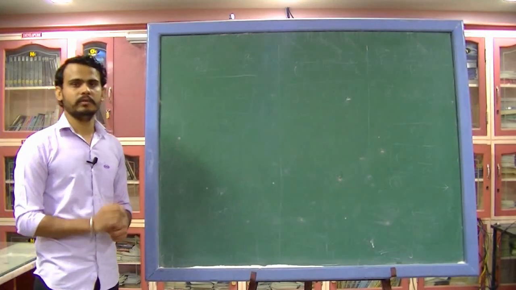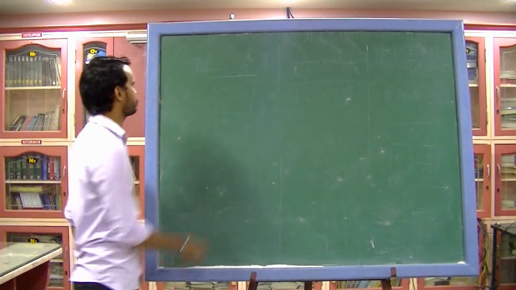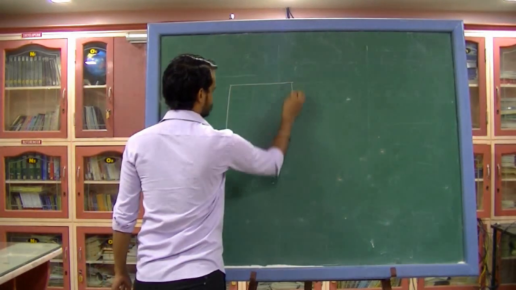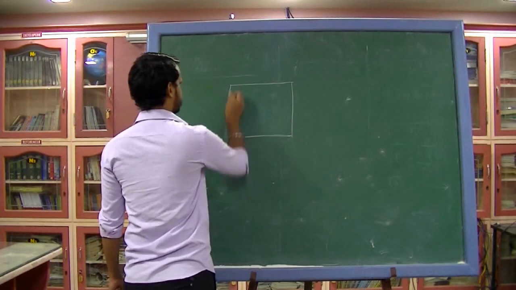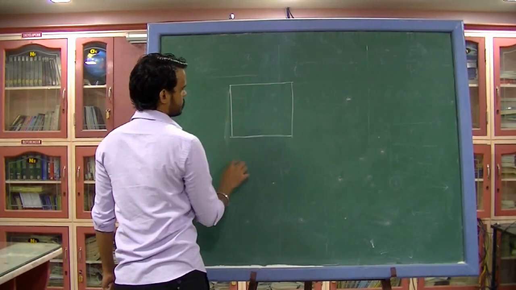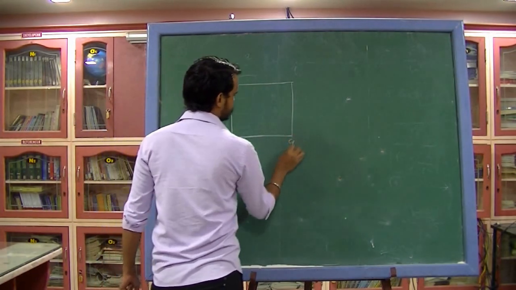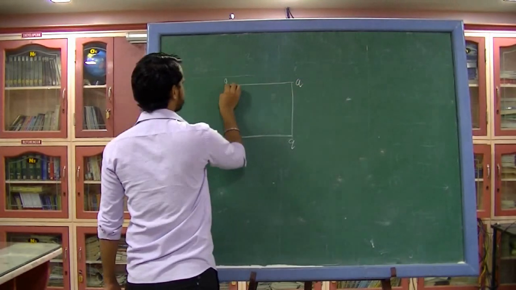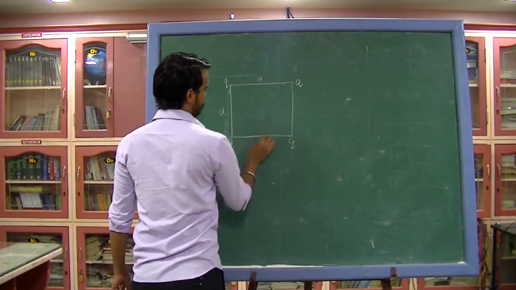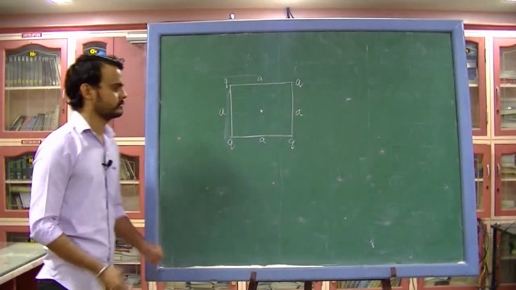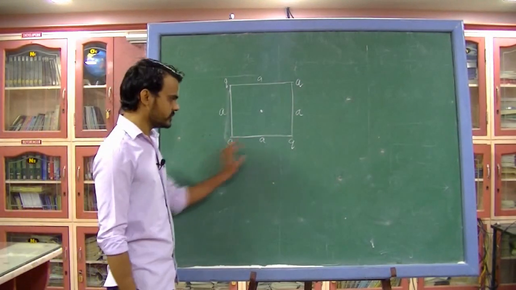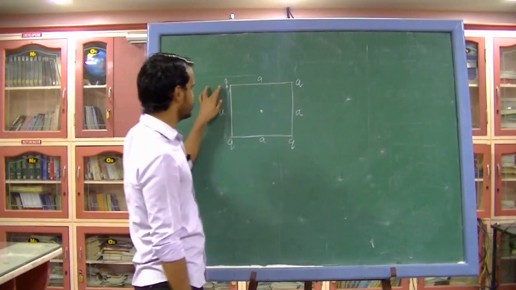Now, let us do the problems which we have done in the last class. First problem which I gave you was, you have a square, on all the corners of the square you have q charges, and at the center you have to find the electric field. This is a positive charge, this is also positive, this is also positive, this is also positive.